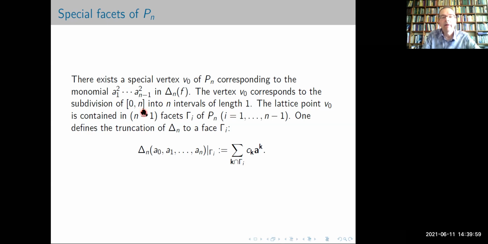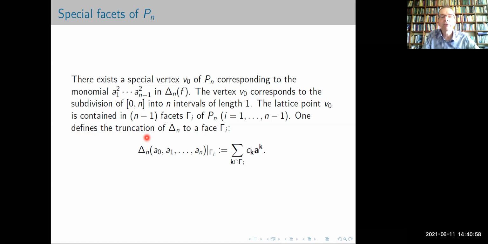From the result that I formulated using explicit coordinates of all vertices of the Newton polytope, one can see that we get a combinatorial cube. That means it is a simple polytope, and in each vertex of this polytope there will be n minus one edges or n minus one facets coming together. The same happens for this very special point. So there are n minus one facets of the polytope which contain this very special lattice vertex of the Newton polytope.